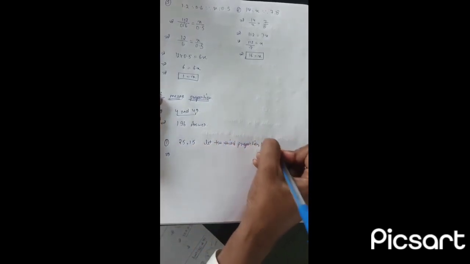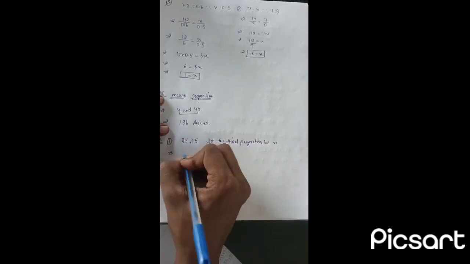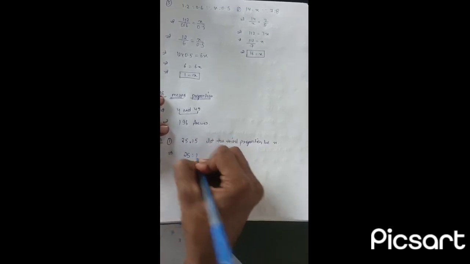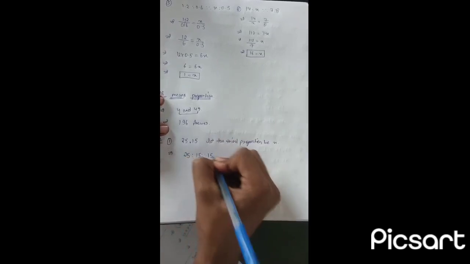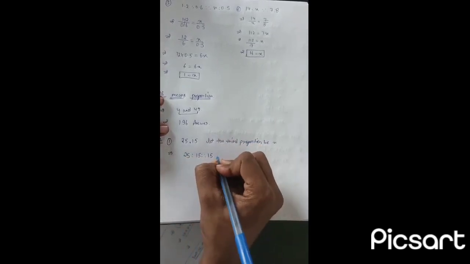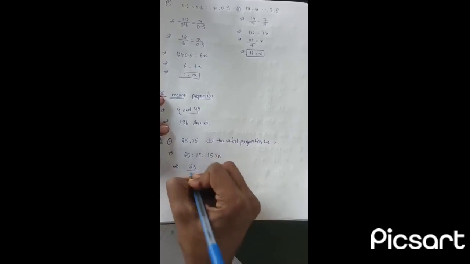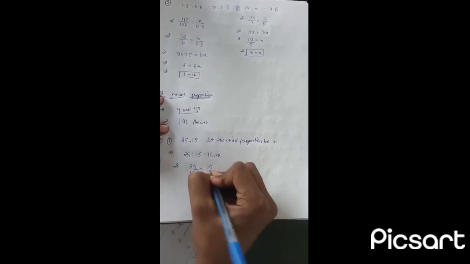Let the third proportion be x. What we have to do is take the ratio 25 to 15 is equal to 15 to x. Understand? That is 25 upon 15 is equal to 15 upon x. This will be your value.